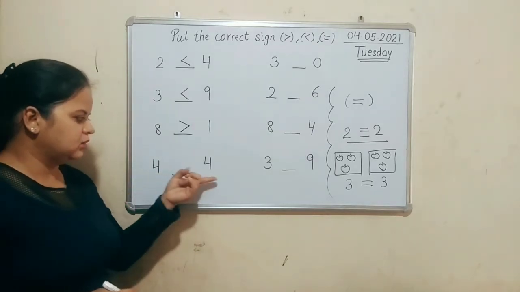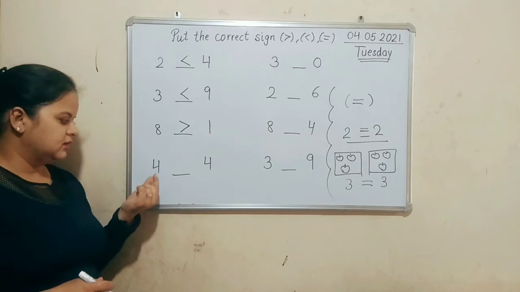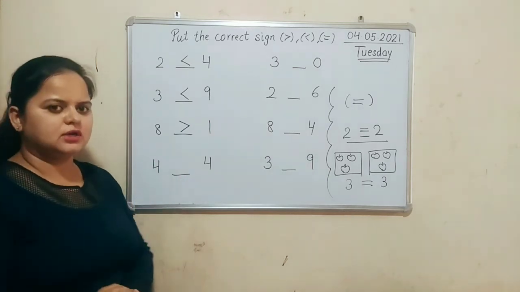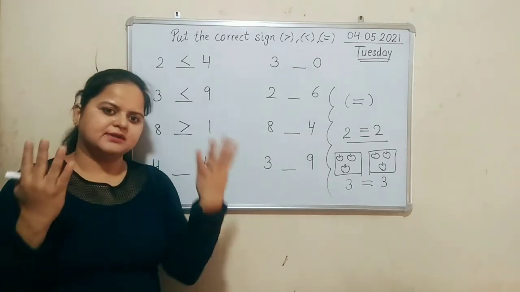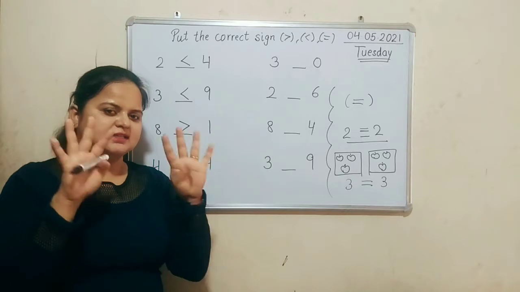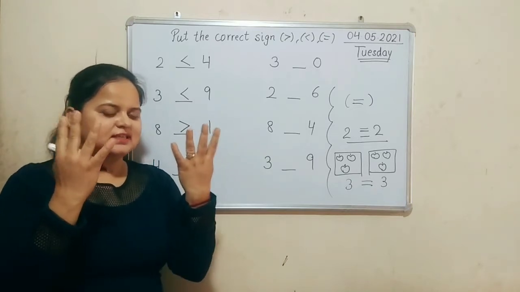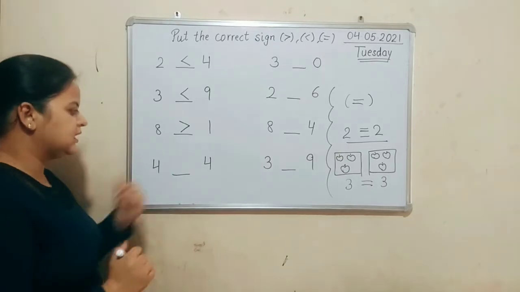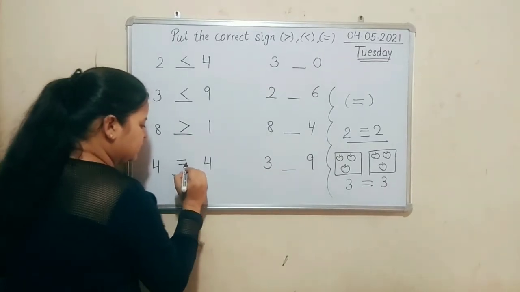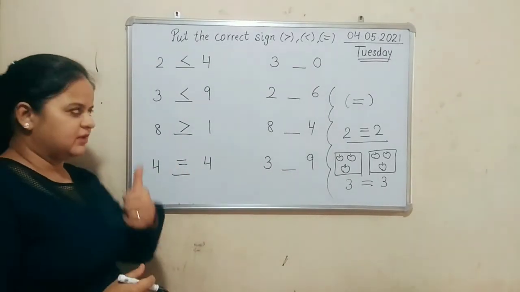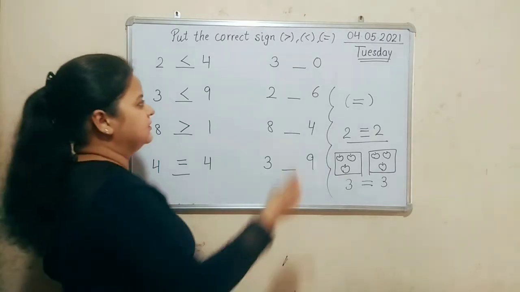Okay, here are two numbers again for comparison. 4 and 4. Which number is greater? Yes, very good. These are equal. So we will put the sign of equal here. Very good. Did everyone get it?